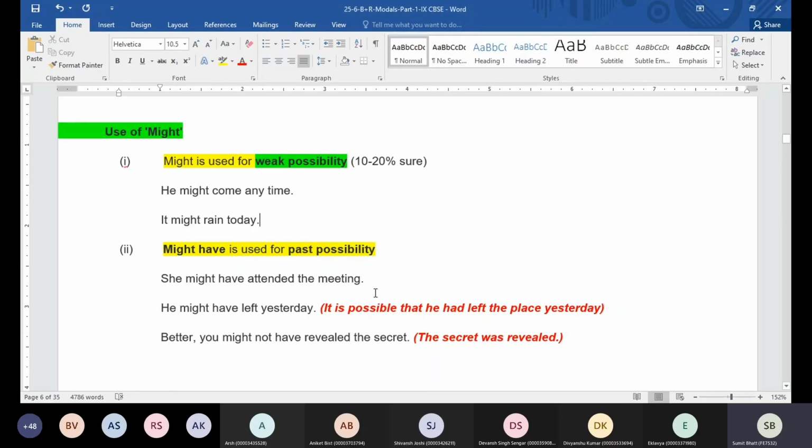For now, remember, might have is used for past possibilities when you don't want to hurt the sentiments of the other person. Like she might have attended the meeting. Okay, so you're being polite when you're saying this. He might have left yesterday. Okay, so it is possible that he had left the place yesterday. Better you might not have revealed the secret. Somebody has revealed something, okay, and you're just politely telling him that better you might not have revealed the secret. Okay, so in that way, we can use might have.